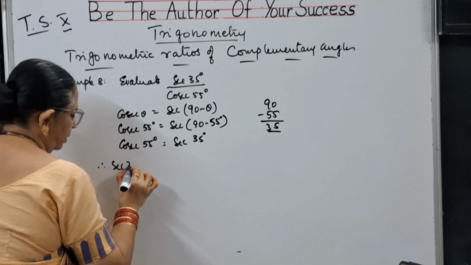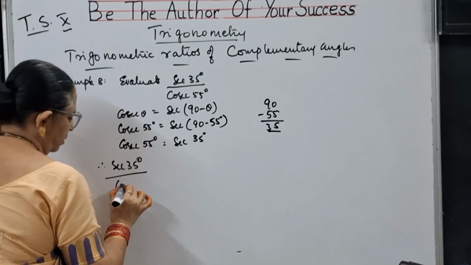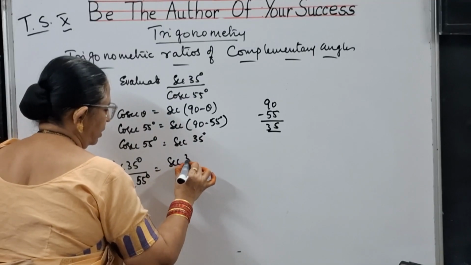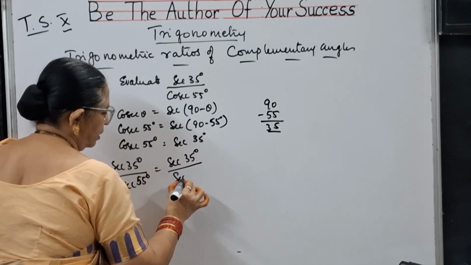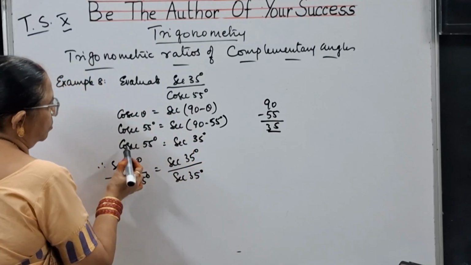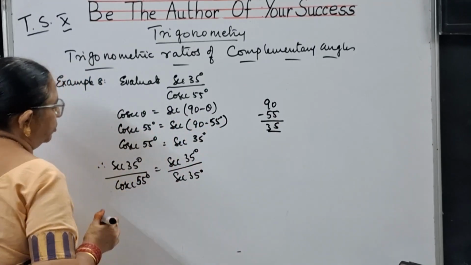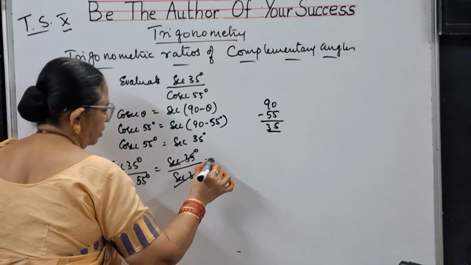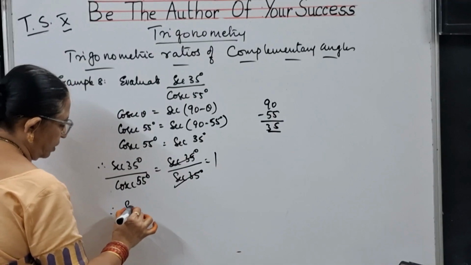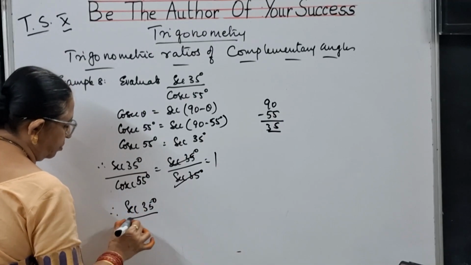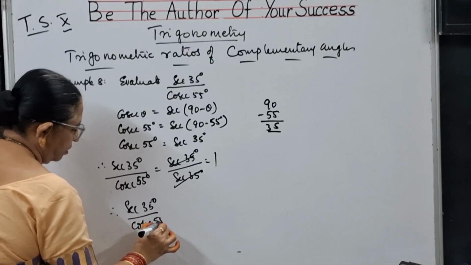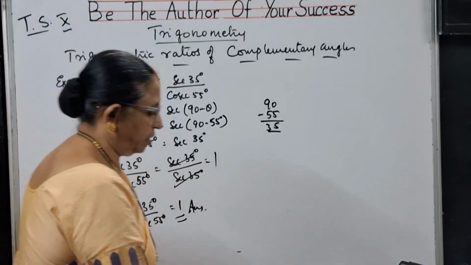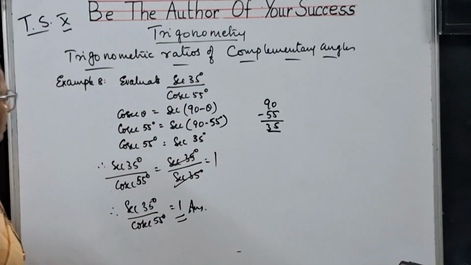Therefore, secant 35 degrees by cosecant 55 degrees is equal to secant 35 degrees by secant 35 degrees. Why are we getting this? Because by using this identity, we have proved that cosecant 55 degrees is nothing but secant 35 degrees. So you can cancel this, you are getting 1. Therefore, secant 35 degrees by cosecant 55 degrees is equal to 1. This is the answer, children. Please note it down. This is example 8.